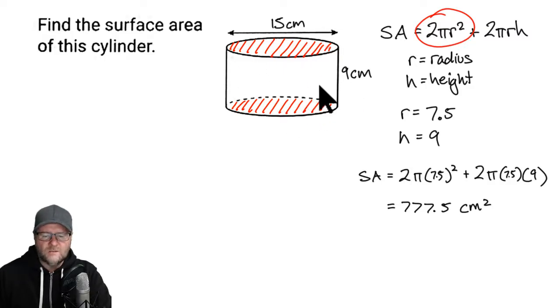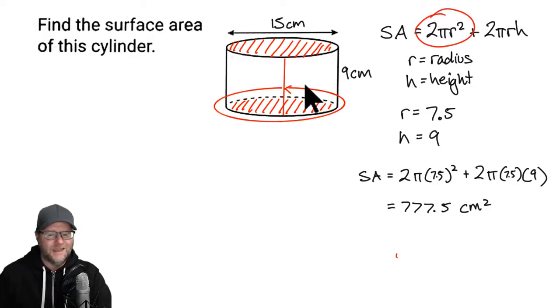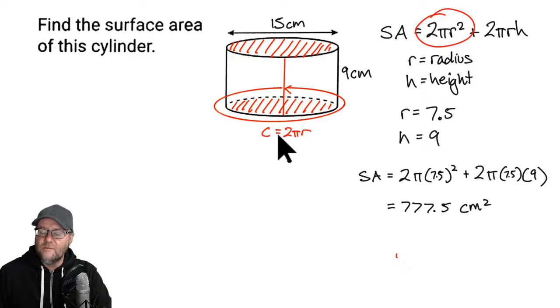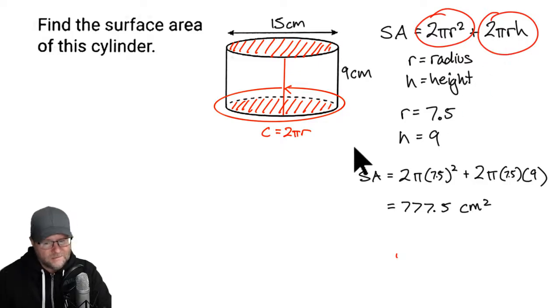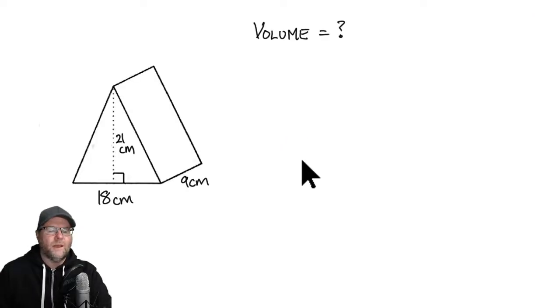Now, the walls of this thing, if I was to sort of cut this and peel it open, imagine it was a can with a label, and I cut the label and then peeled it open, I'd have a rectangle, wouldn't I? Now, the rectangle would be 9 centimeters high, so it'd be h, and the length of that rectangle would actually be the circumference of the circle. Now, circumference is 2 pi r. So that's where this bit comes from. 2 pi r times the height gets me the rectangle. I think it's easier to memorize the formula, but if you get stuck, you've got a way out.